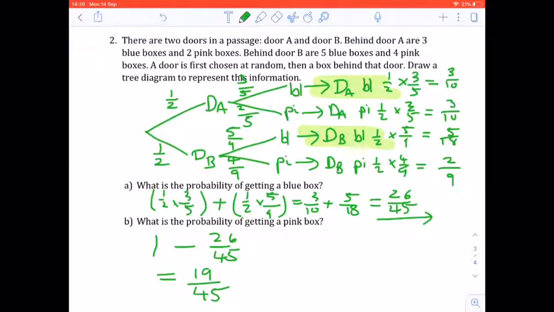The other way of going about this would be to do it manually, where we take the pink box option, which is 3 over 10, and we add it to the other pink box, which is 2 over 9, which would give us 19 over 45 as well.